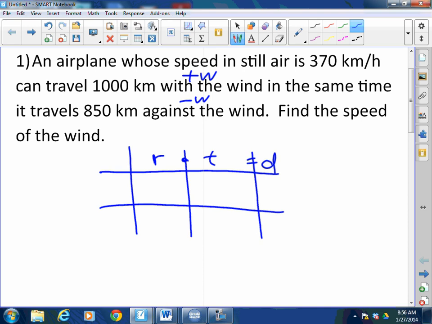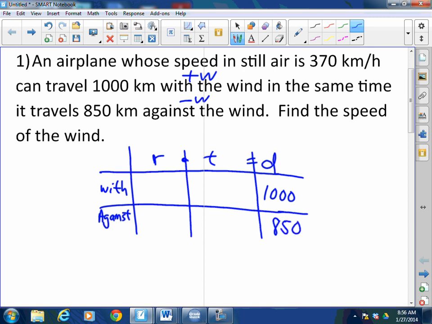And we've got a plane that's going with the wind, and a plane that's going against the wind. So that's how we start out. We start out by labeling. It says an airplane whose speed in still air is 370 kilometers per hour can travel 1,000 kilometers. So it's going to travel 1,000 kilometers in the same time that it travels 850 kilometers against the wind.